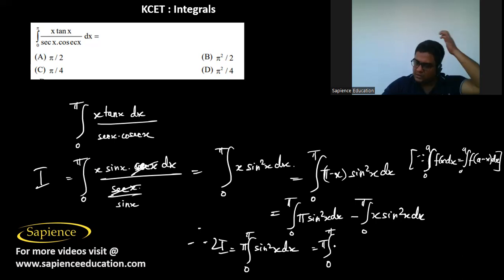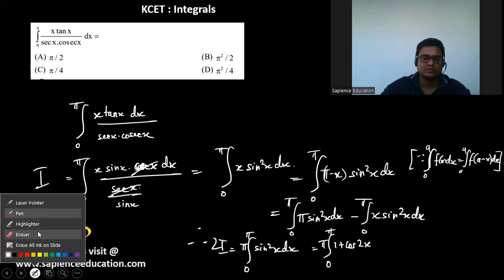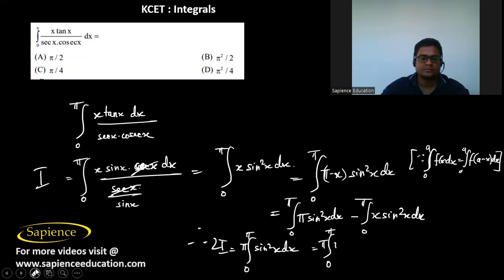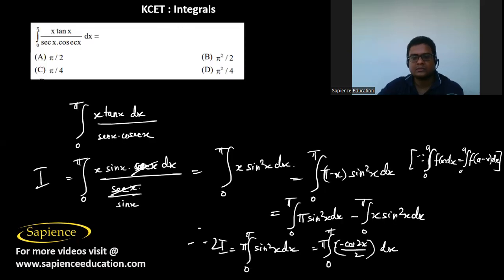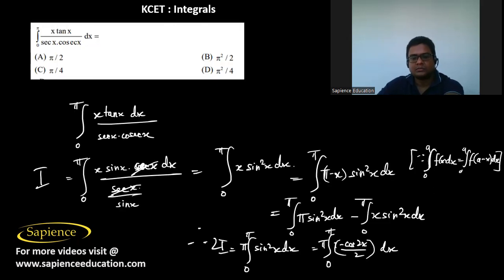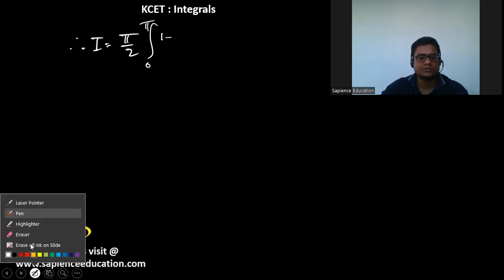This is sin square x, I can write 1 plus cos 2x by 2. Sorry, 1 minus cos 2x by 2 dx. Therefore, I can be written as pi by 2 integral 0 to pi of 1 minus cos 2x by 2. So this can be written as pi by 4, 1 minus cos 2x dx.